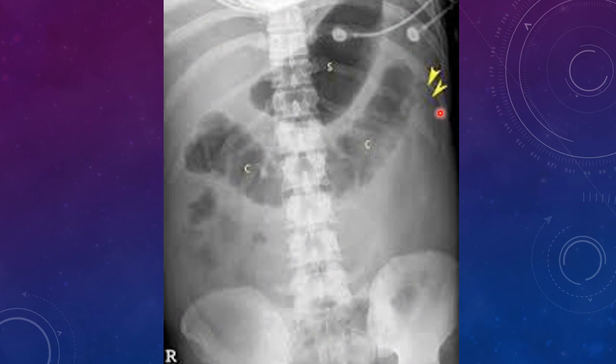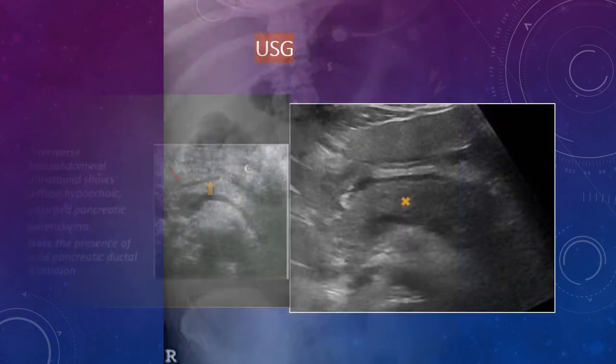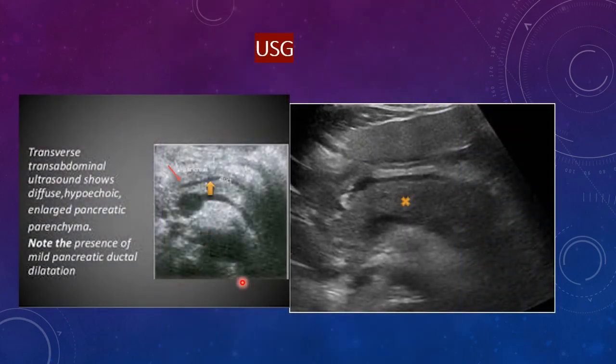This is a close-up of the cutoff sign. Look at it. This is the transverse colon here, and the splenic flexure and hepatic flexure are collapsed. This is the ultrasound of the abdomen, showing a very bulky, enlarged, and edematous pancreas here. This X here shows the pancreas with some peripancreatic fluid.